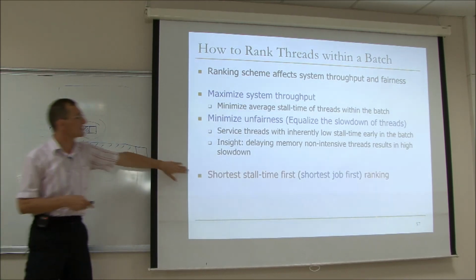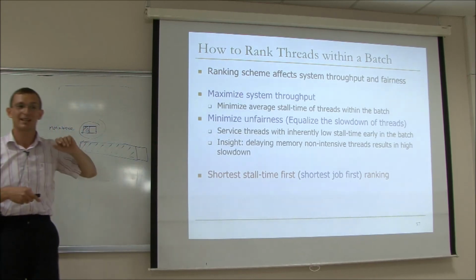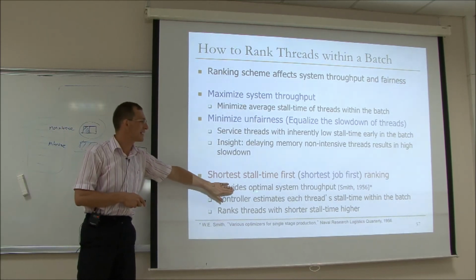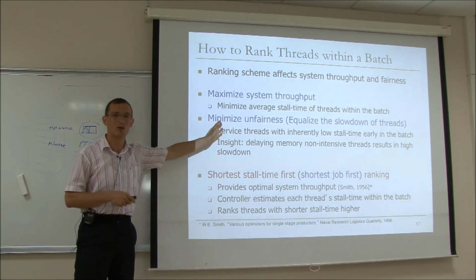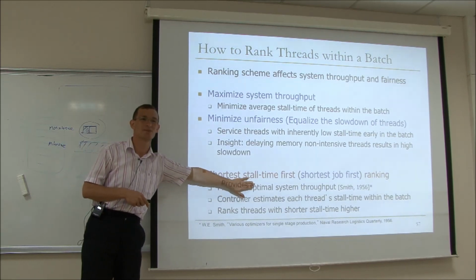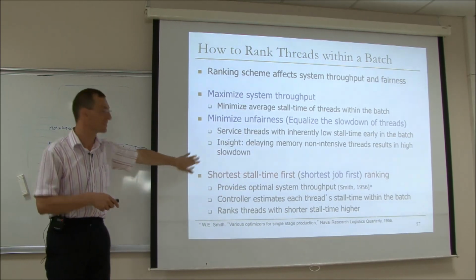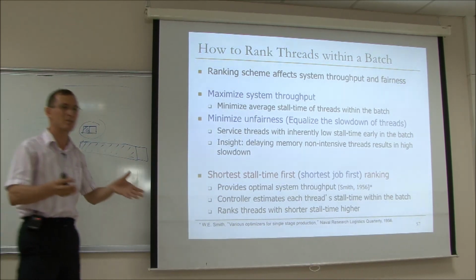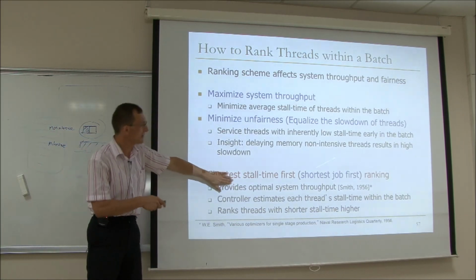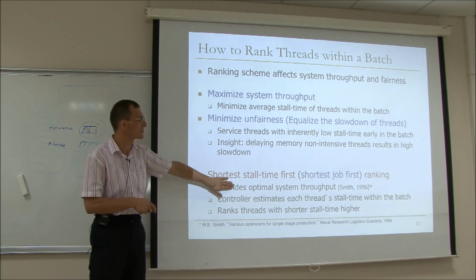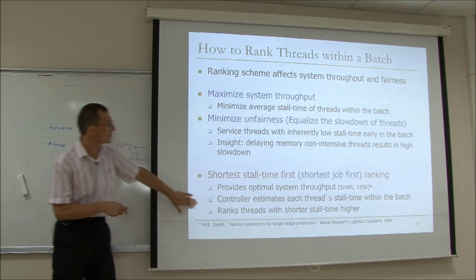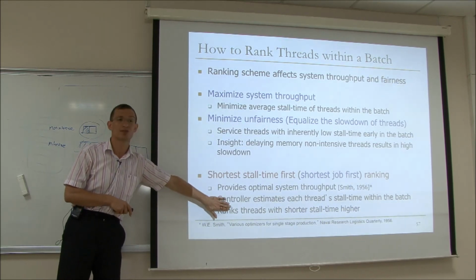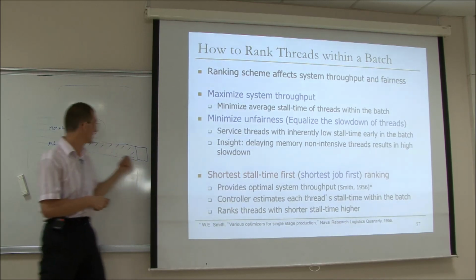So this leads to shortest-stall-time or shortest-job-first ranking. And this is very familiar for those of you who've done scheduling. If you have a single server queue with no row buffers and nothing, this provides optimal system throughput, and this has been known for a long time, obviously. But we're not going to claim optimal system throughput here because we don't have a single server queue, right? We have lots of banks, lots of complicated interactions between parallelism that don't exist in these assumptions, and also the row buffer. So the idea is to estimate the stall time of each thread within the batch and rank the threads with shorter stall times higher, because these are threads that have shorter stall times.